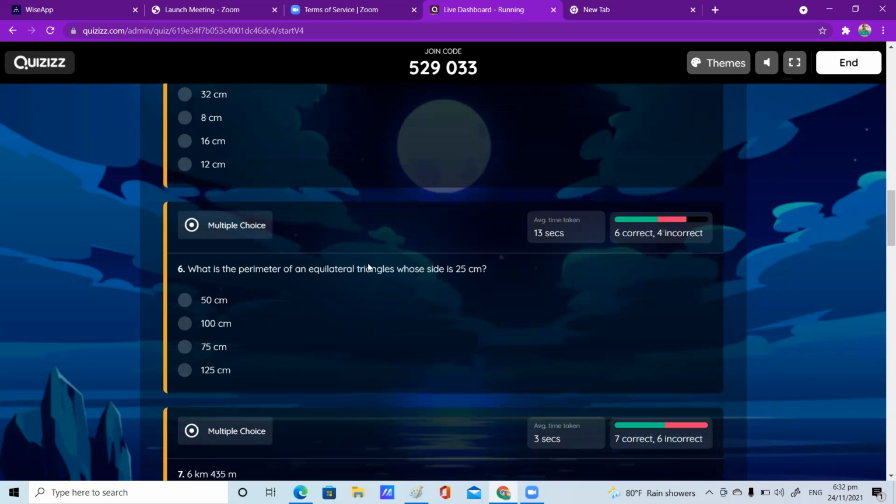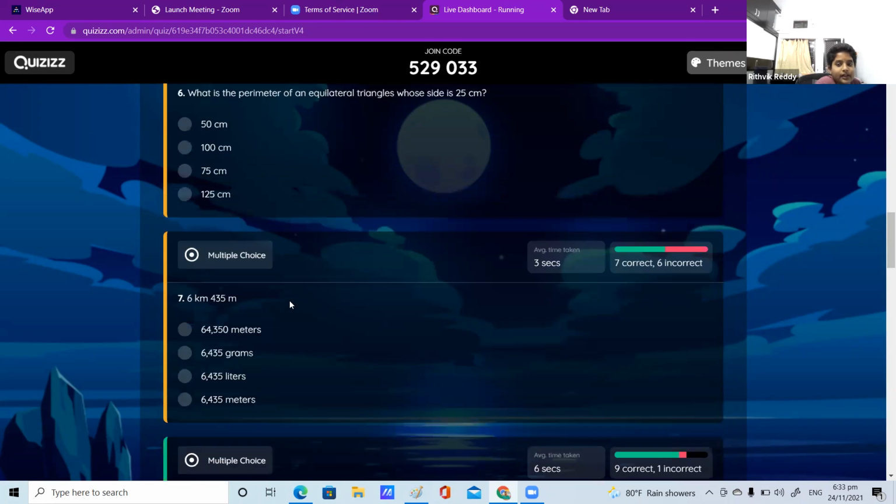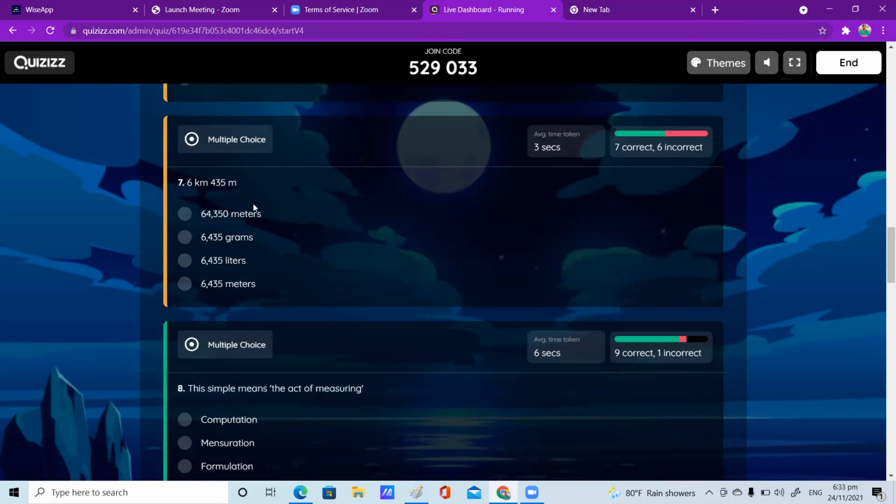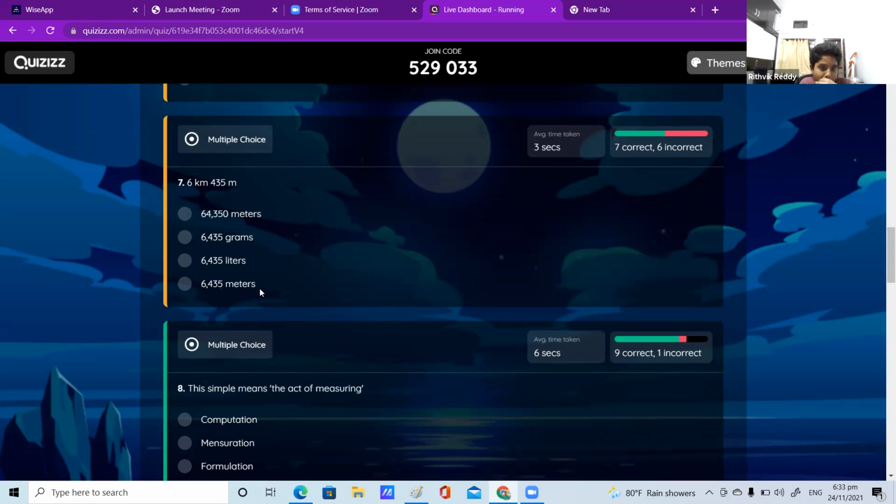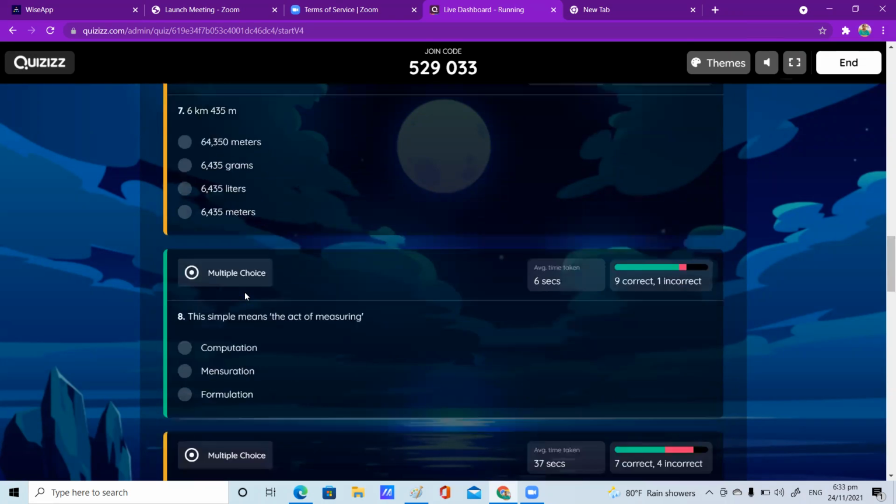What is the perimeter of an equilateral triangle? Equilateral means all sides are equal, so 25 into 3, ma'am. 75 centimeters. Right. Next, 6 kilometers 435 meters. Last one, children. Why? Because 6,435 meters.